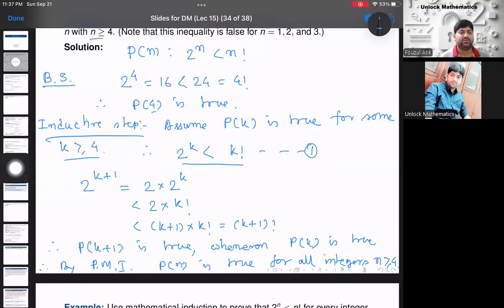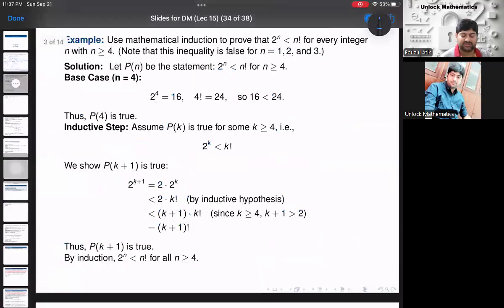So in this way, we can use the principle of mathematical induction to prove some inequalities as well. So this is the formal proof of it. You can look into it.